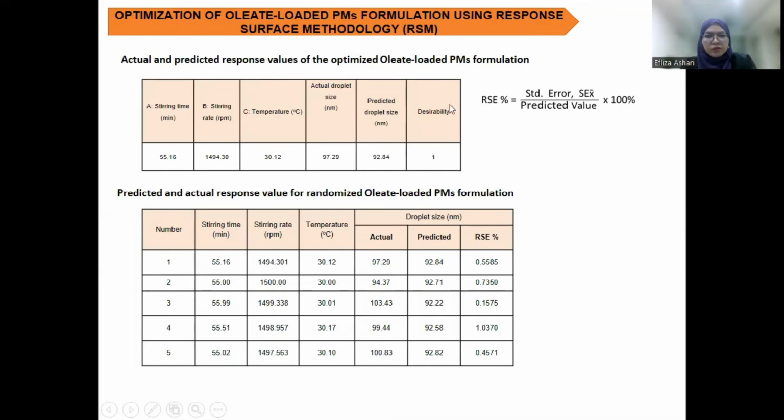Okay, so for this objective, we managed to get this optimum condition where the stirring time is 55.16, stirring rate 1494.3 RPM, and the temperature 30.12, with droplet size 97.29 for actual and 92.84 for predicted. And this is the validation design. We have 5 experiments in total, and we can see the RSE percentage is within the significant model.